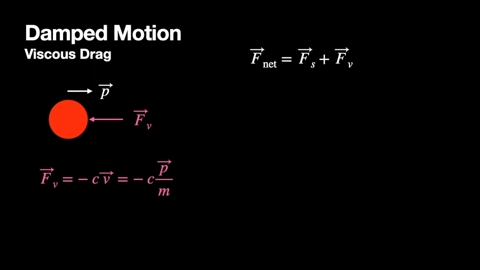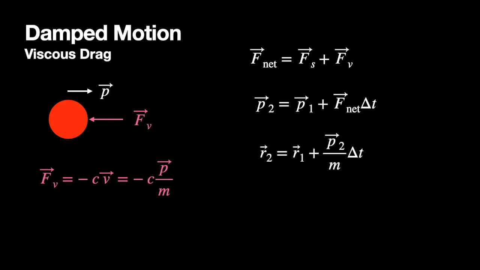Now I have a net force of the spring plus the viscous force. And then I'm going to do my same old thing: calculate, update the momentum, update the position, and then update time. Now, I do need one thing. I'm going to pick, and I think this works, a value for the drag coefficient of 0.3 Newton seconds per meter, and let's just see what happens. So I'm going to add that into my calculation. So let's go back to the program and put that in there.